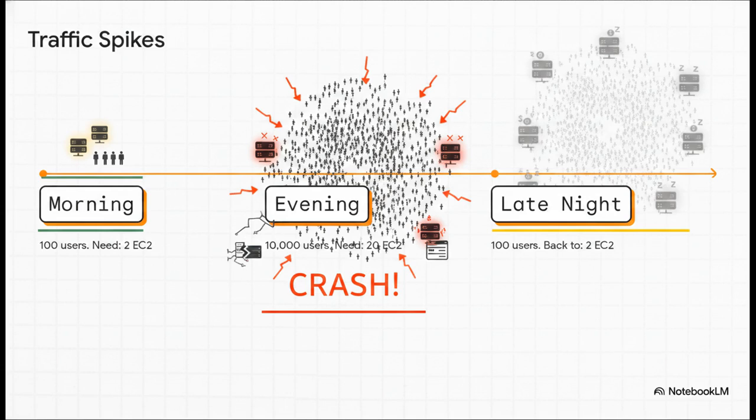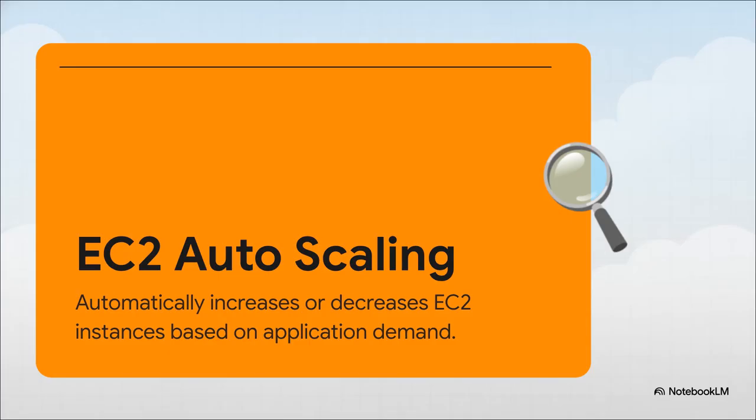Then, by late night, traffic drops right back down to 100 users. If you had manually provisioned enough servers to handle that evening rush, you're now paying for massive idle capacity, while everyone is sound asleep. And this is exactly where our hero enters the picture, Amazon EC2 Auto Scaling. Auto Scaling completely automates the process of adding or removing EC2 instances based on your real-time application demand. When those 10,000 users hit in the evening, Auto Scaling dynamically launches new instances to share that heavy load. And when the users go to sleep, it automatically terminates those extra instances to save you money. Absolutely no manual intervention required. This gives you high availability, fault tolerance, and really crucial cost optimization.